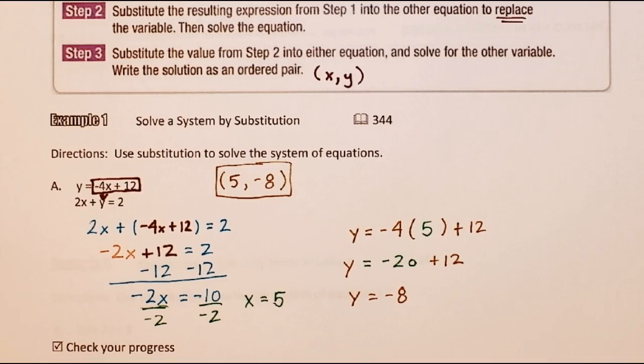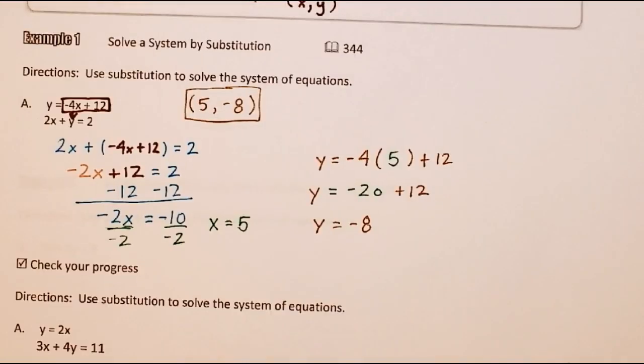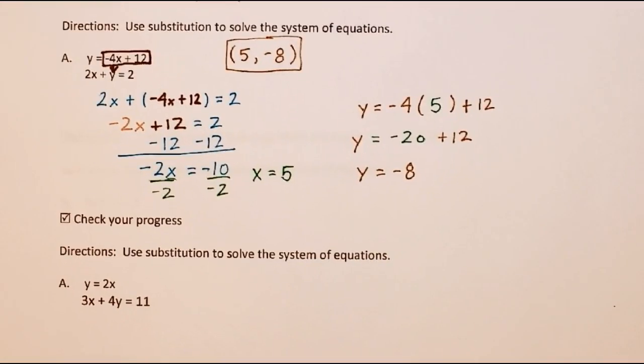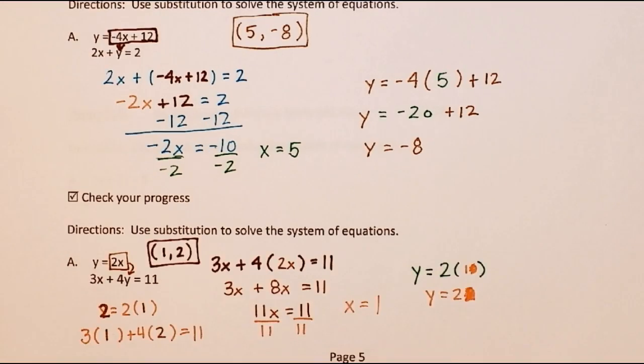For the check your progress, you are going to do this example on your own. So go ahead and pause the video. When you have a solution, unpause your video and check with my answer. Alright, so in the check your progress, if you did this problem correctly, you should have gotten (1, 2) for your solution.